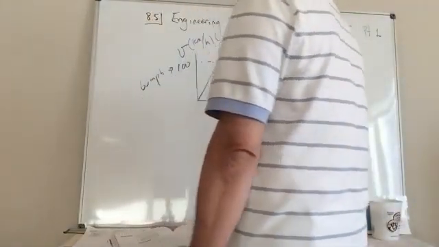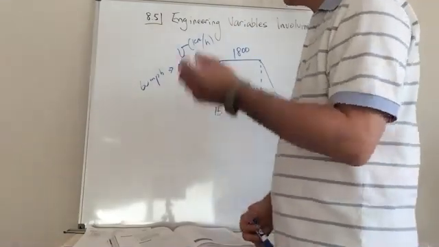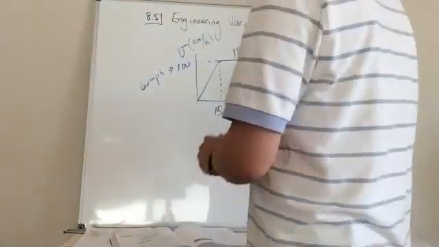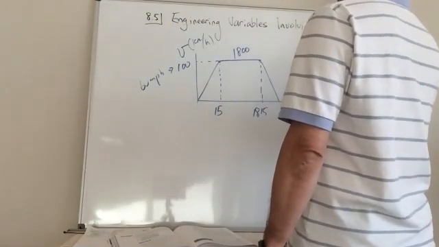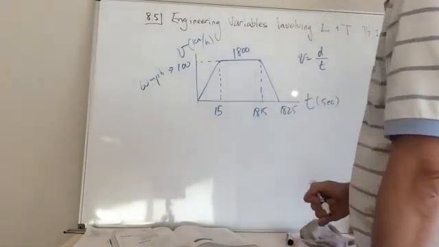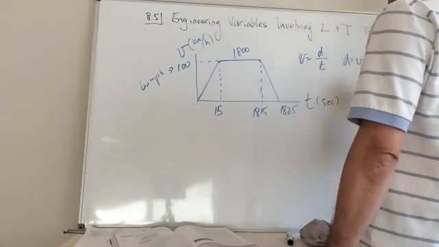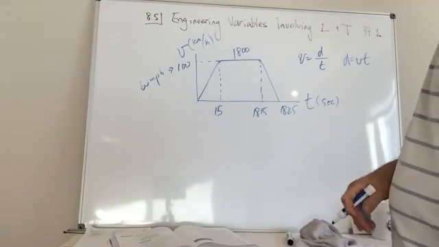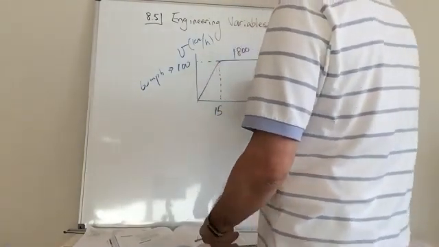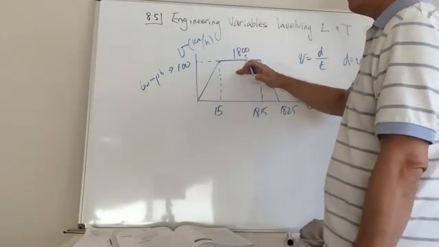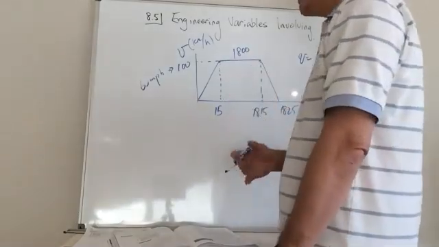So the question is, what is the distance traveled? Velocity is distance traveled divided by time. I'm trying to find what D is. So D is going to be equal to V times T, basically velocity times time. Well, so what is it? It is the area underneath this curve.